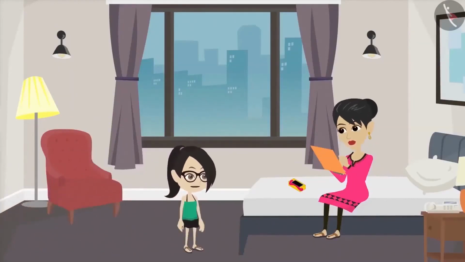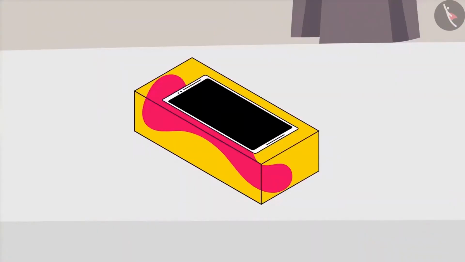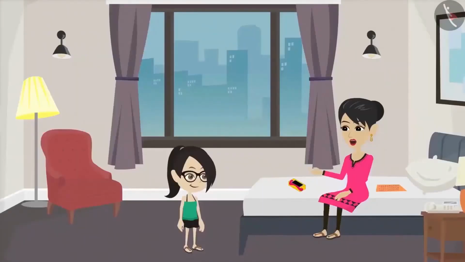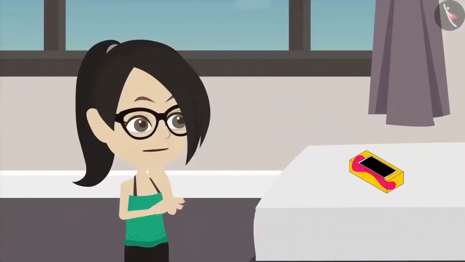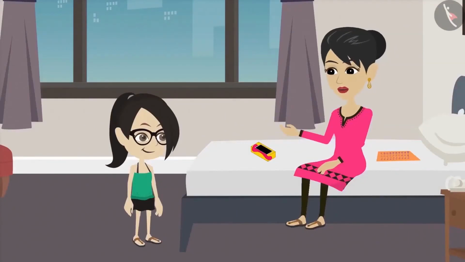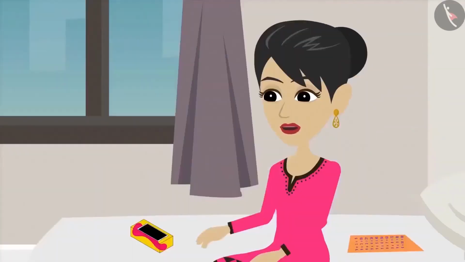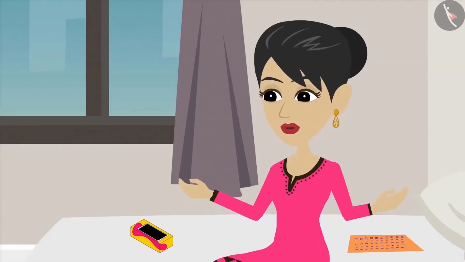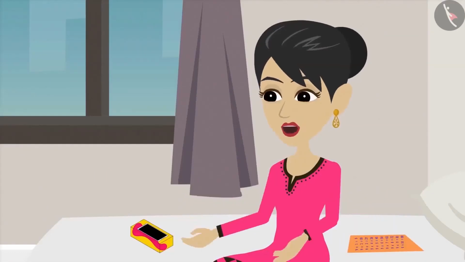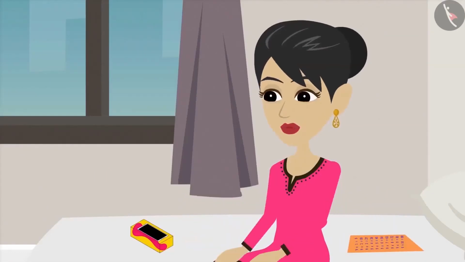"Mother, what are you calculating?" "I have taken this mobile in installments, Vandana. So now I'm finding out how much money I have to pay every month." "What is installment, Mummy?" "When we buy something, sometimes we do not give the full value in the beginning, but we give a few rupees every month for it. This is called buying something on installment, and the money given every month is called an installment."